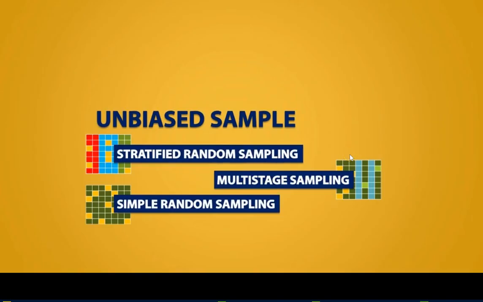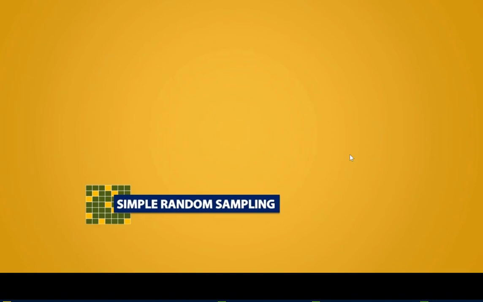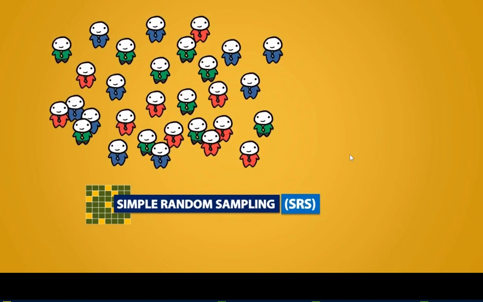Stratified random sampling, multistage sampling, and simple random sampling. The most basic type of sampling is the simple random sample, also known as an SRS. Since an SRS is unbiased, each individual has an equal chance of being chosen to be surveyed. In other words, to be part of the sample.